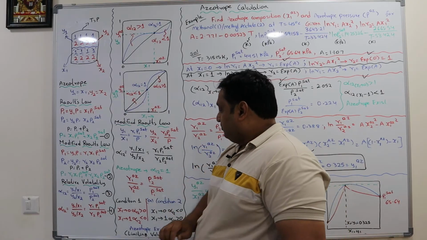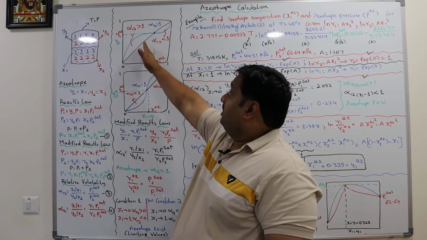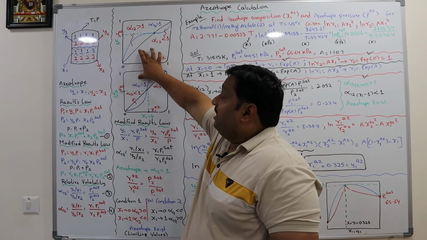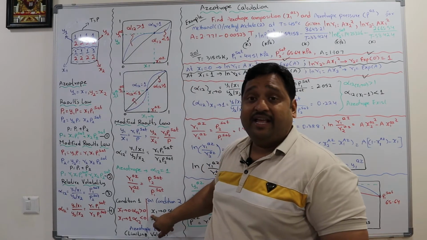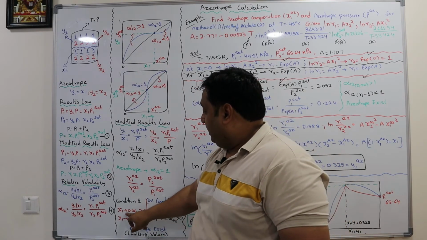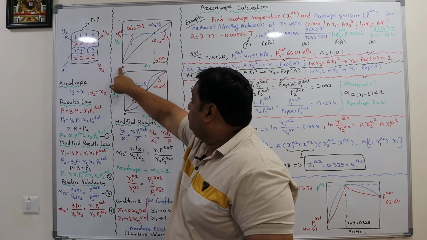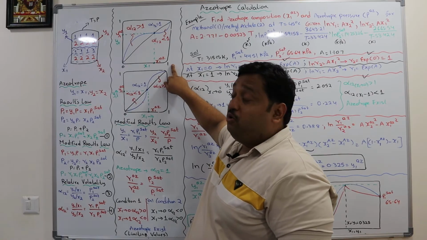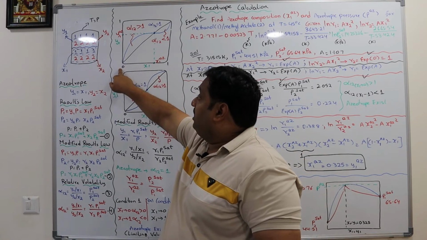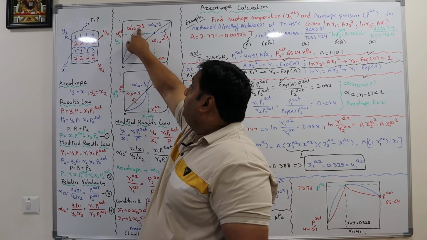You can see the graphical explanation has been written in these conditions. At X1 tending to 0, that is, on the left-hand side, X1 equals 0, and on the right-hand side X1 equals 1. That means towards X1 equal to 0, the relative volatility should be greater than 1.